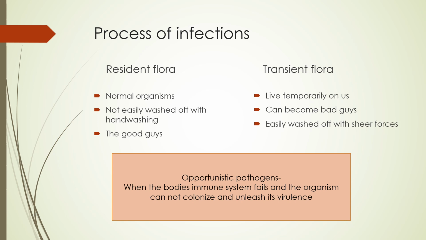Transient flora live temporarily on us. They're usually not bad guys, but they can become bad guys. They can be opportunists, and they are easily washed off with sheer forces. An opportunistic pathogen is when the body's immune system fails and the organism cannot colonize and starts to unleash its virulence. I know that sounds scary.